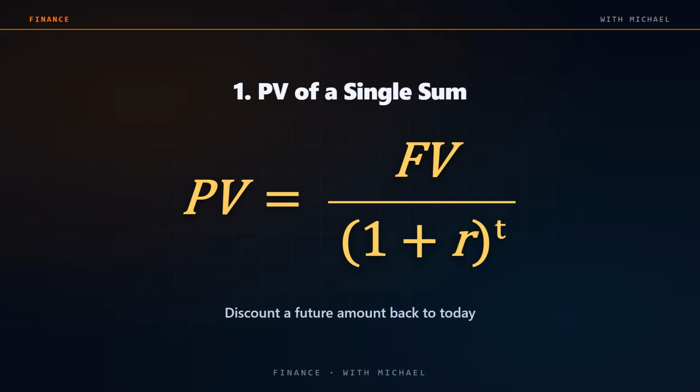Formula 2. Future value of a single sum. FV equals PV times 1 plus R raised to the T. You invest today, you want to know what it grows to. Example. Invest 5,000 today at 6% for 10 years.